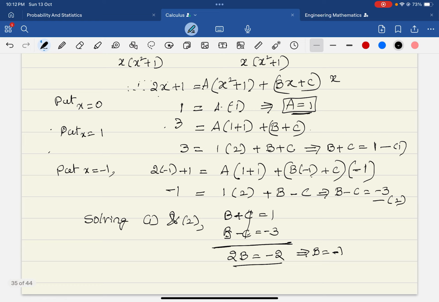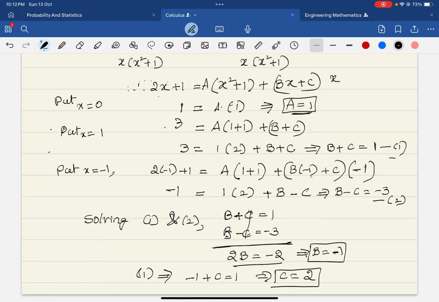Now you have the value of B. In either of the equations 1 or 2 you substitute. B plus C is 1, so minus 1 plus C is 1. So C is equal to 1 plus 1, which is equal to 2. B is minus 1, C is 2 and A is 1. These are the values you have got.